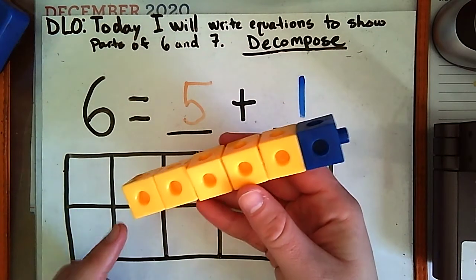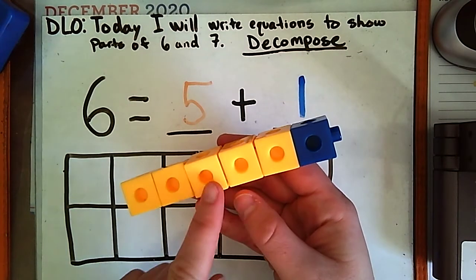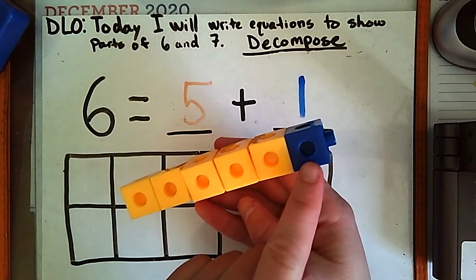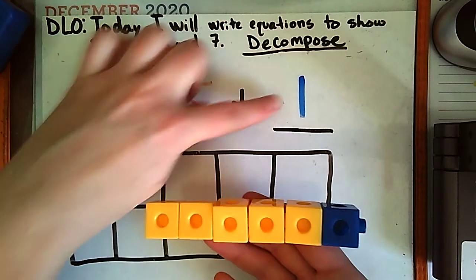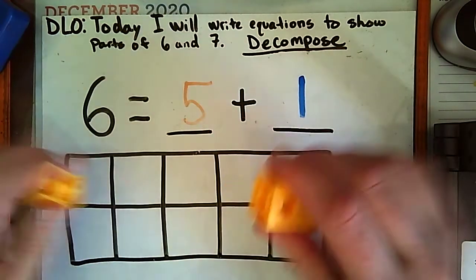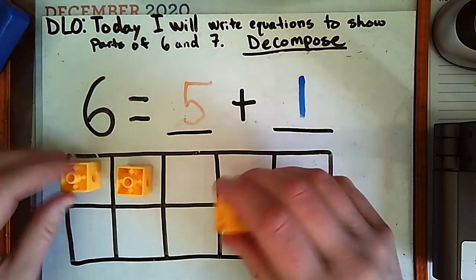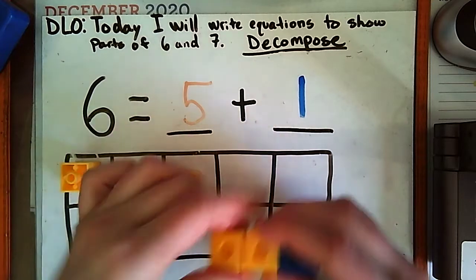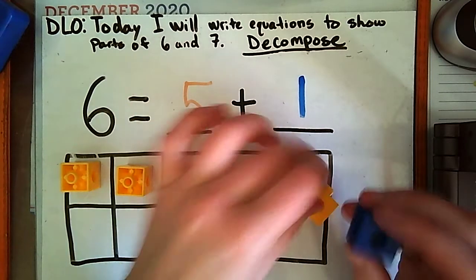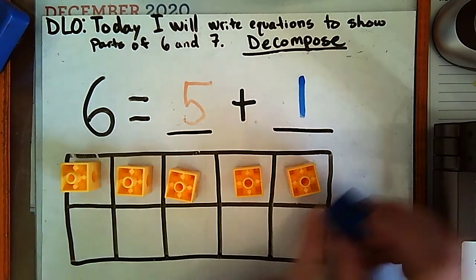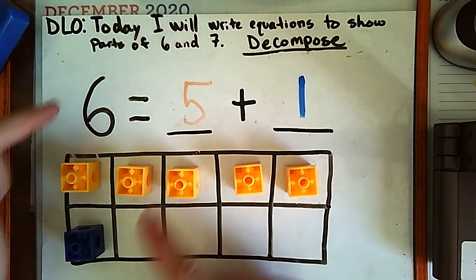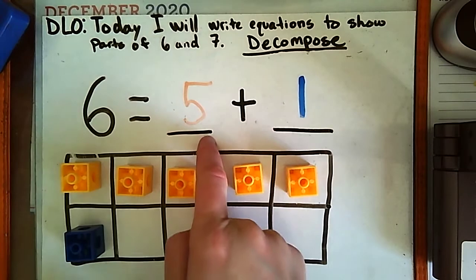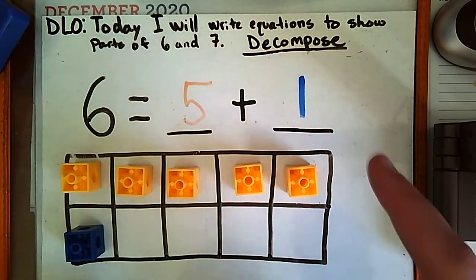If I put it all together, let's count. 1, 2, 3, 4, 5, 6. I still have 6 and my 2 parts, a part of 5 and a part of 1. If I were to put it on my 10 frame, the yellows would go first because I've decided yellow is my first color. I ran out of space, go to the next line, just like reading and writing. So this is another way to make 6 with 5 and 1 more.